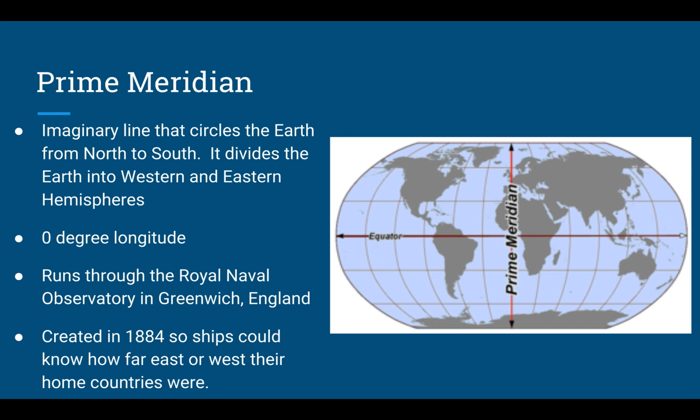Now talking about our next major important concept, which is the prime meridian. The prime meridian is perpendicular to the equator. It goes up and down. It is a vertical line. So if I were to ask you what 2 directions the prime meridian could go in, if it's going up and down, then that means it can only go north to south or south to north. Very important.